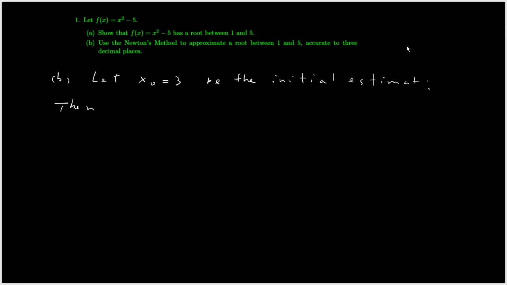So before we compute x1, probably we need to get the derivative first. Now let's copy the function first. The function is x squared minus 5, right? The derivative of the function is simple to compute. It's just 2x, right? After getting the derivative, we are ready to have a formula for computing x1.